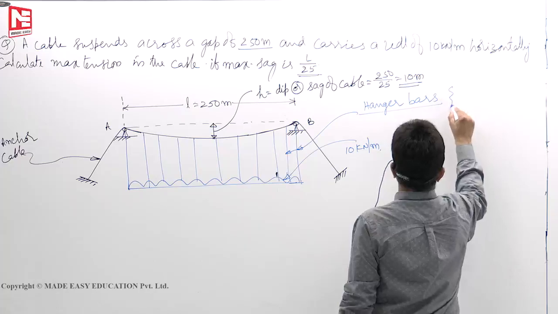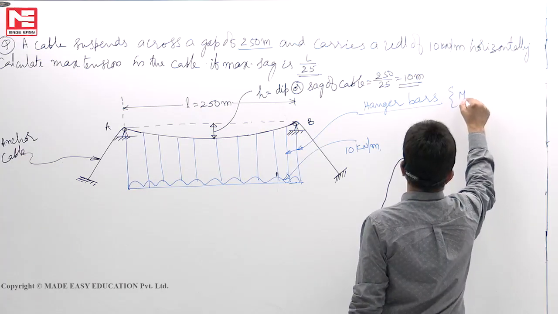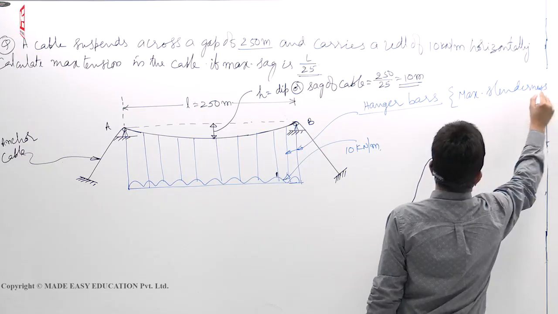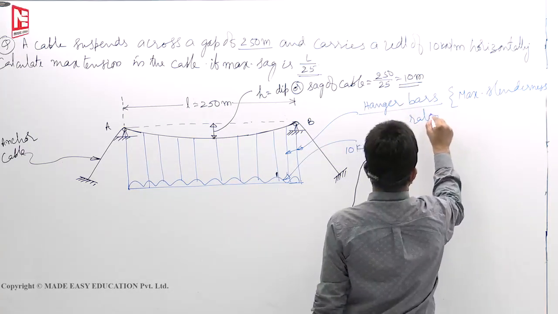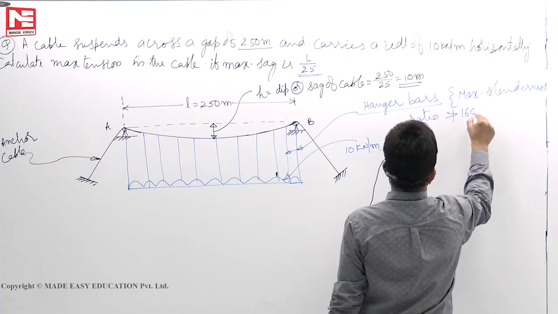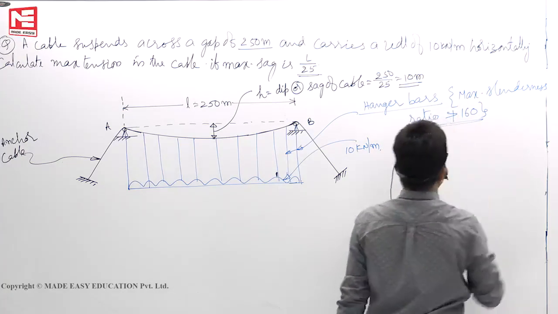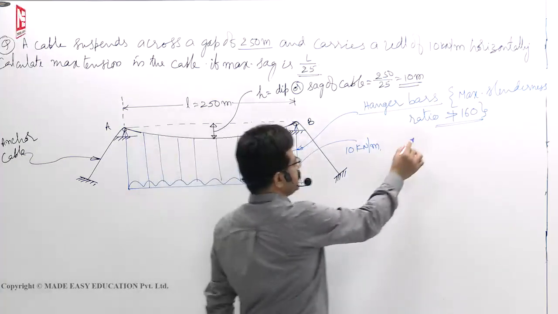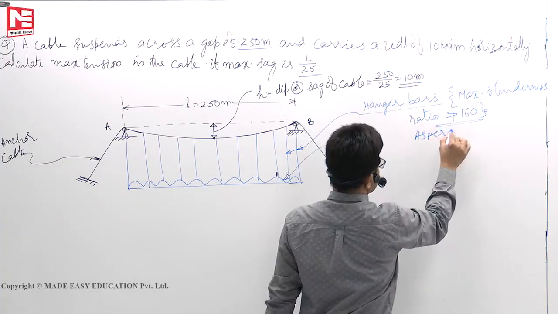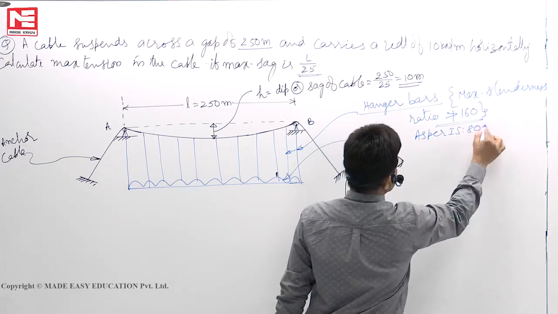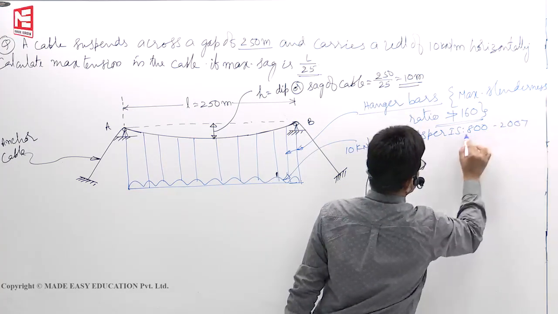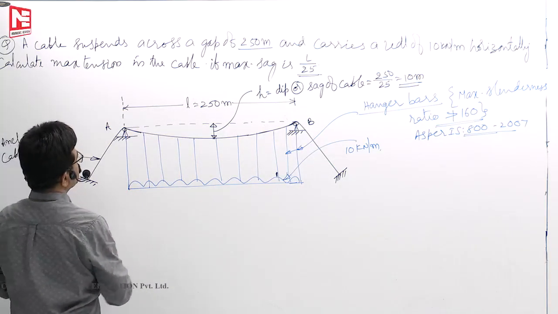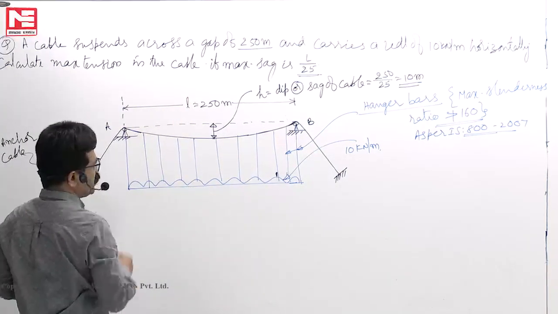As per IS 800-2007, the maximum slenderness ratio should never exceed 160 for hanger bars subjected to tension. Okay, this is IS 800-2007. Again we'll discuss those points. Now he is asking you to find the maximum tension in the cable.